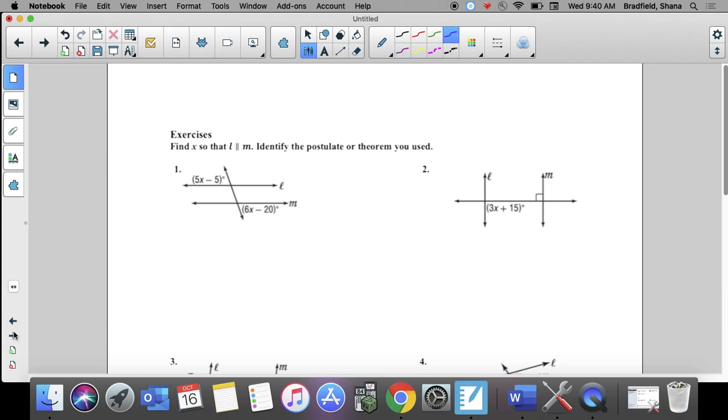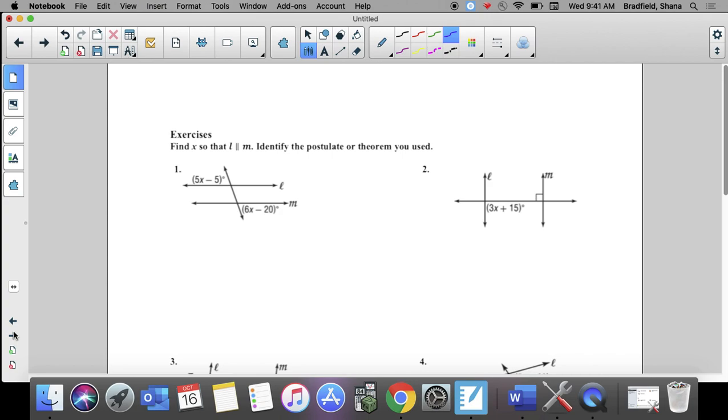In the next exercise, it says find x so that L and M are parallel. So just more of the same practice. We're just going to do a couple of these and then identify the postulate. So we want L to be parallel to M. For that to happen, we either have to have some congruent angles or some supplementary angles.